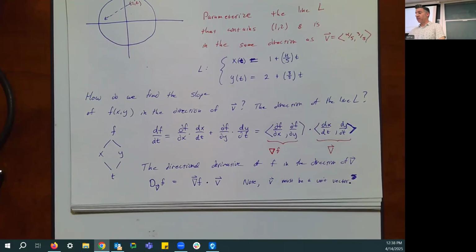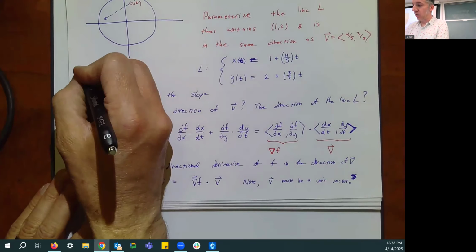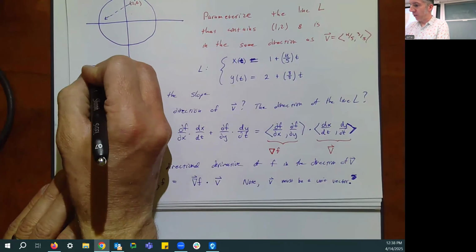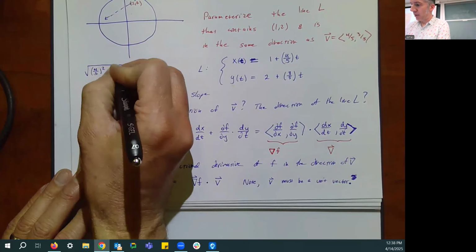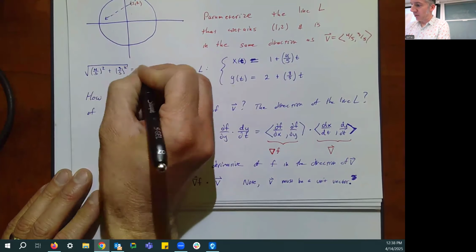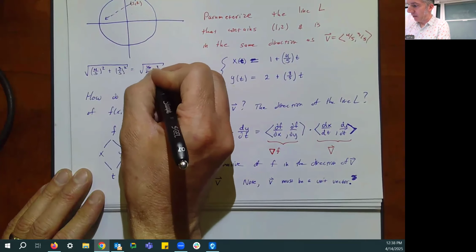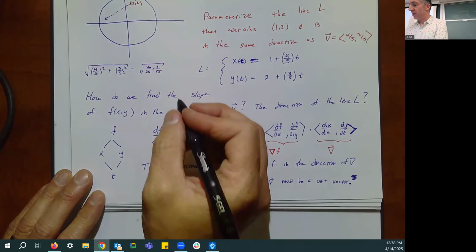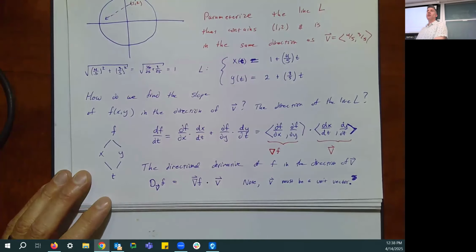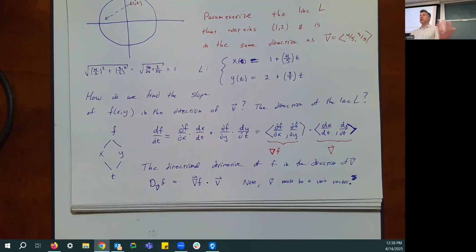Right, so if you look at 4/5, comma, 3/5, you can see that the square root of 4/5 squared plus 3/5 squared is equal to the square root of 16 over 25 plus 9 over 25. And 16 plus 9 is 25. So you get the square root of 1, which is 1. So if your vector is already a unit vector, there's no need to make it into a unit vector. But if it isn't, then we do need to.